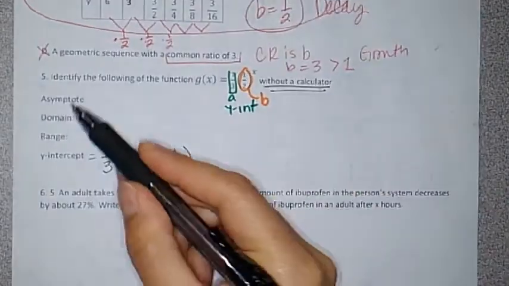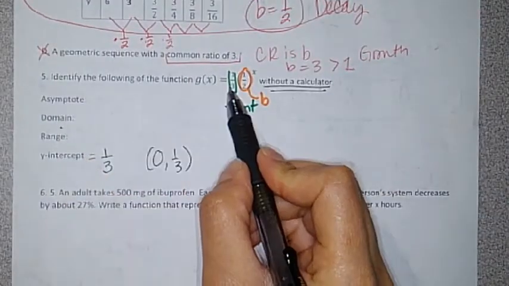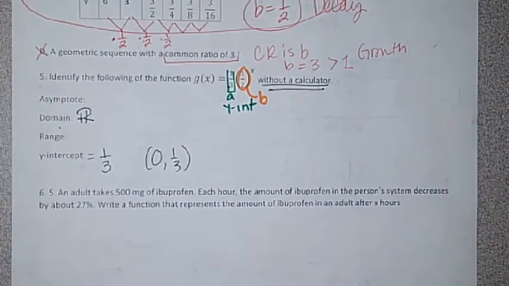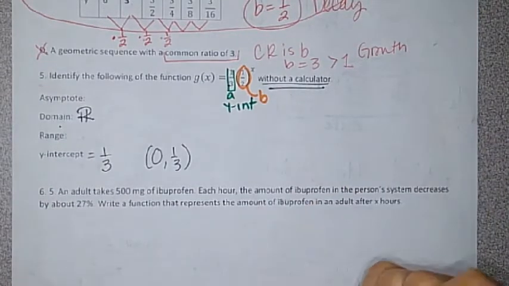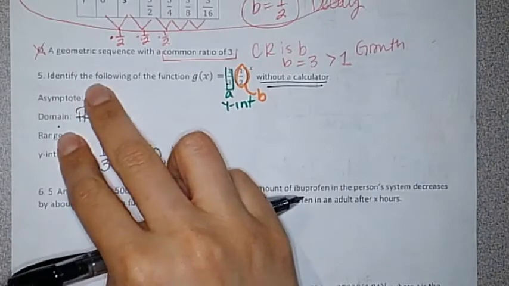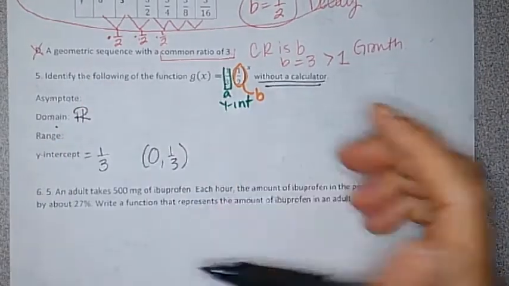For the domain, because this has no context, I know that the domain will be all real numbers without even looking at it, because there's no word problem and I don't know what the x or the y are. Now I need the asymptote and the range, which go hand in hand. Once I find the asymptote, I can find the range.